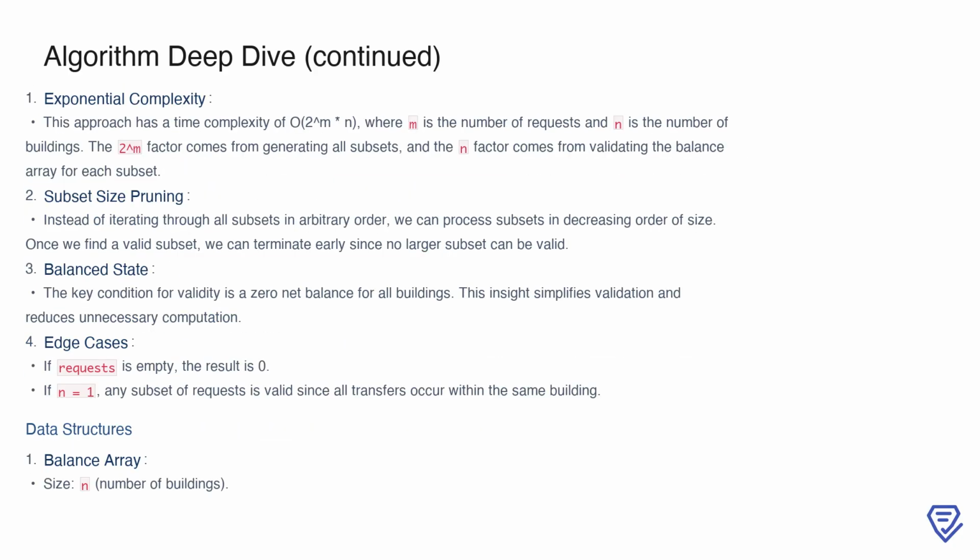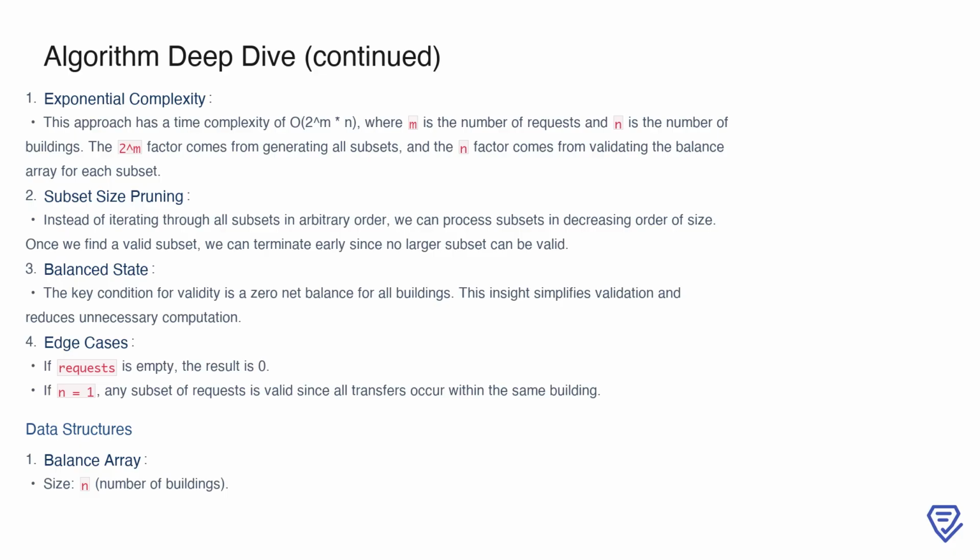This exhaustive search approach involves evaluating all subsets of the requests list, making the time complexity exponential. Specifically, the complexity is 2^m * n, where m is the number of requests and n is the number of buildings. The 2^m factor arises from generating all subsets, and the n factor comes from validating the balance array for each subset. To improve efficiency, we can prioritize subsets in decreasing order of size. When a valid subset is found, we can terminate early since no larger subset will be valid.